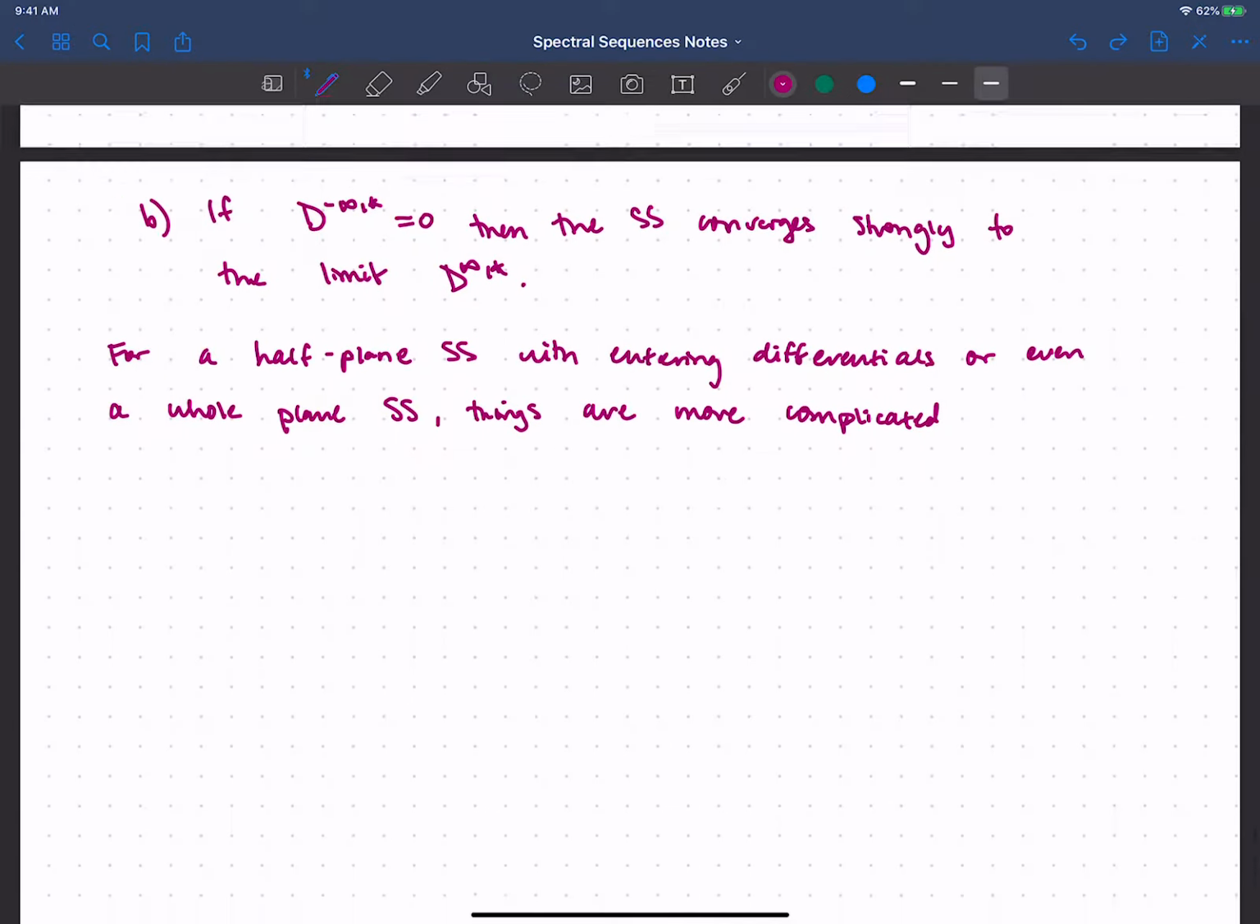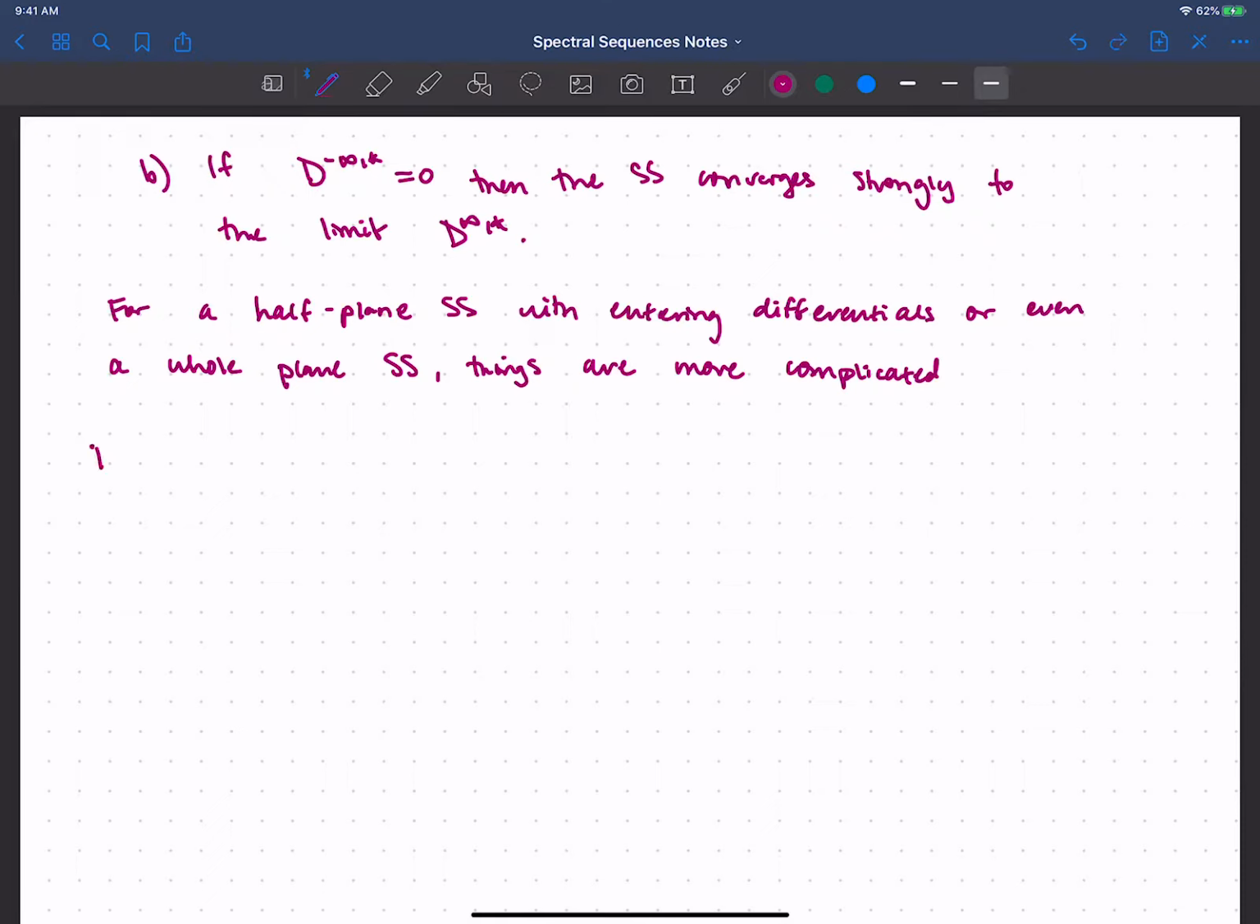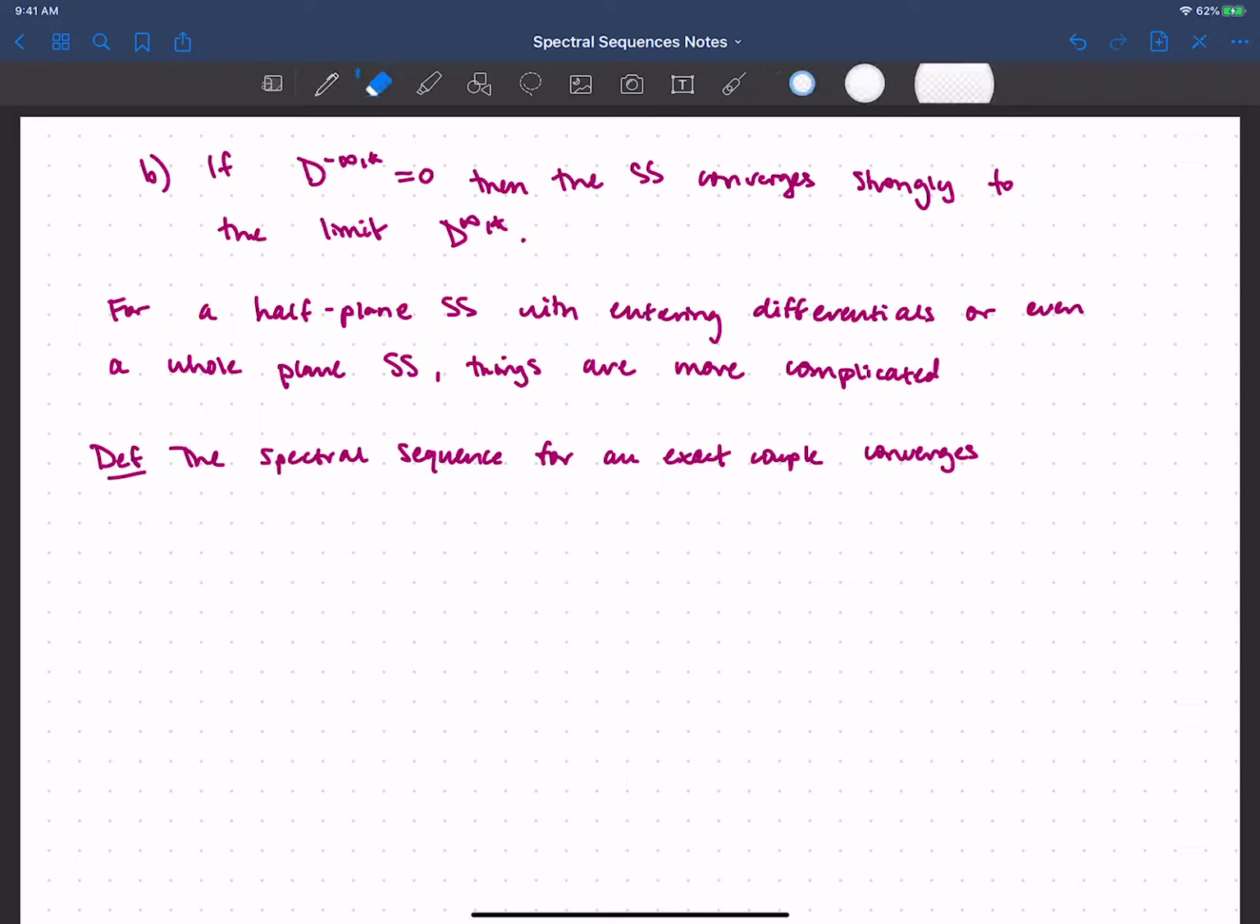So one of the things that we'll want to look at is Boardman's version of conditional convergence. So the spectral sequence for an exact couple, he says converges conditionally. And now, if you weren't confused about all the different kinds of convergence yet, maybe we've gotten you there. Okay, so now we have converges conditionally.